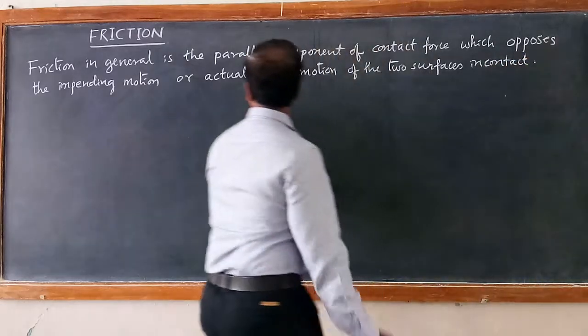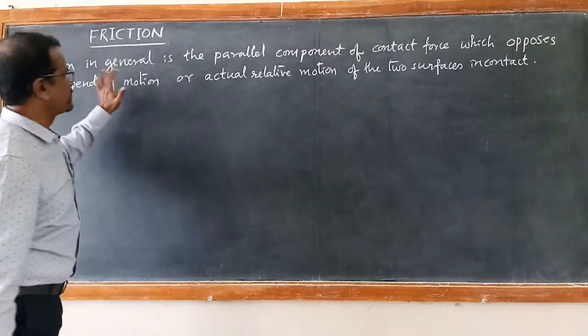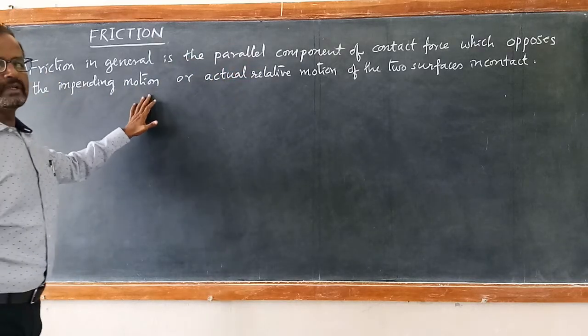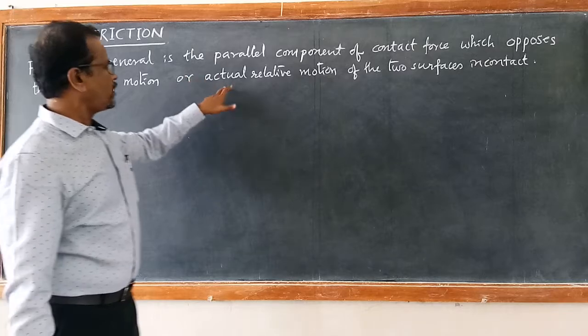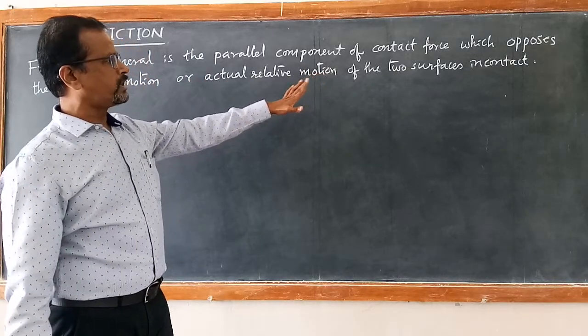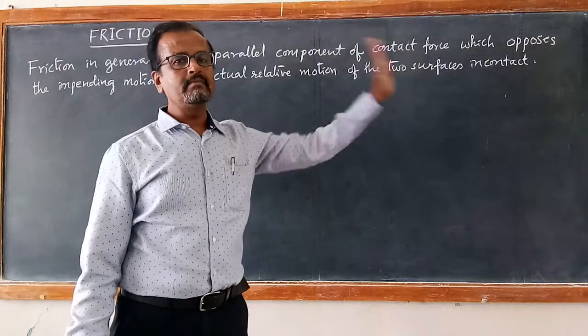So this is how we conclude what friction is. It is a parallel component of contact force which opposes impending motion when the body is still at rest, or actual relative motion between the two surfaces in contact when the body is in motion.